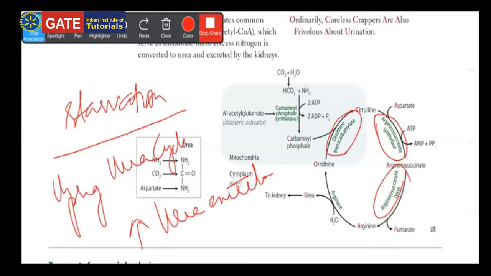So what are the disorders that you can have in a urea cycle? Ornithine transcarbamylase, OTC. Hyperammonemia, very good. So all the urea cycle enzymes that I mentioned, you will have a disorder, and all of them will present with hyperammonemia.